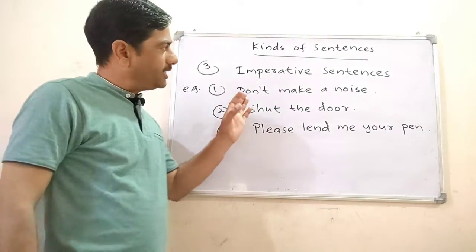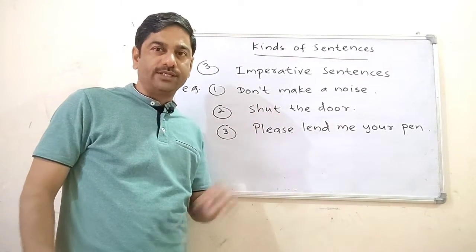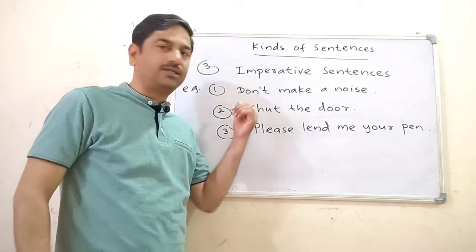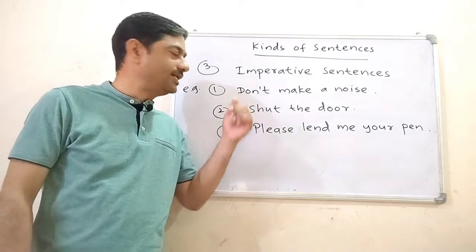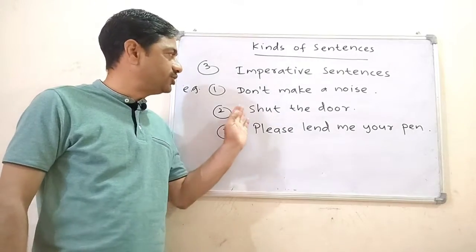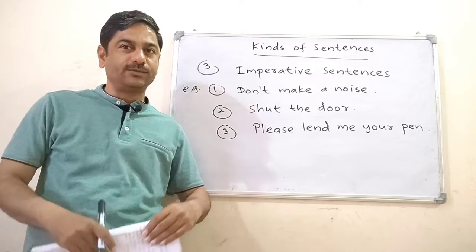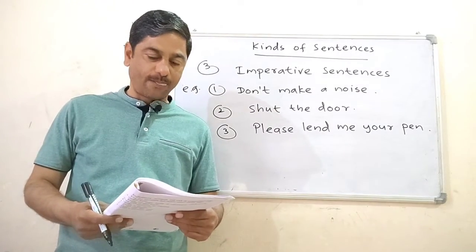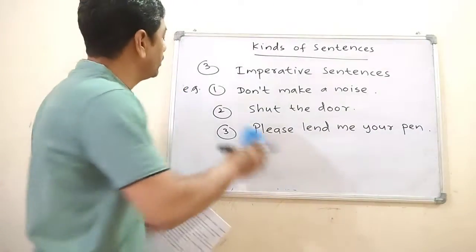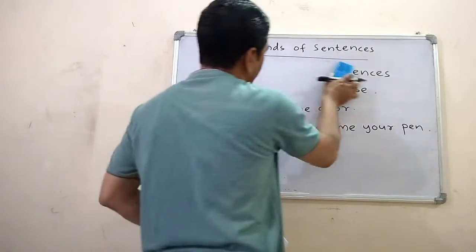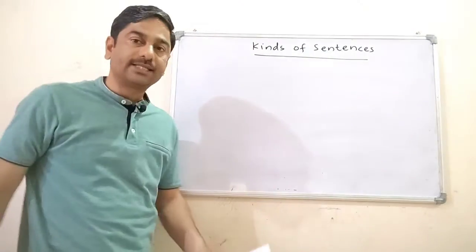As far as imperative sentences are concerned, in all these imperative sentences, we don't write a subject. The subject is you, but we don't write the subject. Shut the door, that means you shut the door. But in imperative sentences, we don't write the subject.